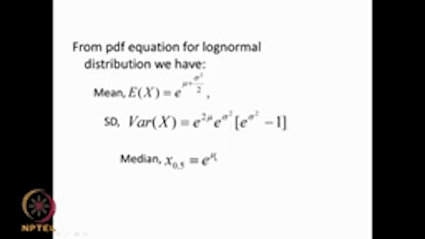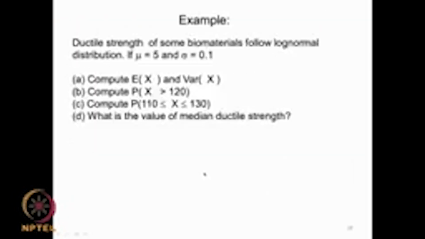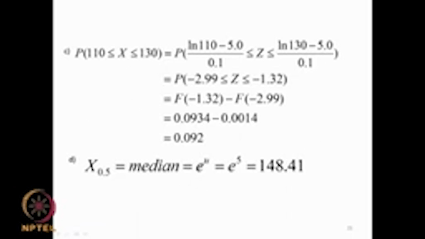Median, the question is here, what is the value of the median tensile strength? As you know, for median, we have that equation e^mu, simple. So e^mu with mu given as 5 gives you 148.41. So you see all these calculations can be done, instead of x we use ln x. So we calculate z and then we go to our z table and start getting the probability value. So it is like that standardized normal distribution.